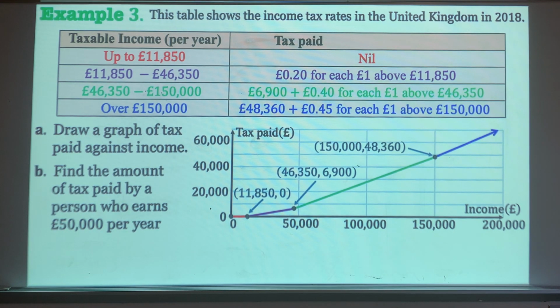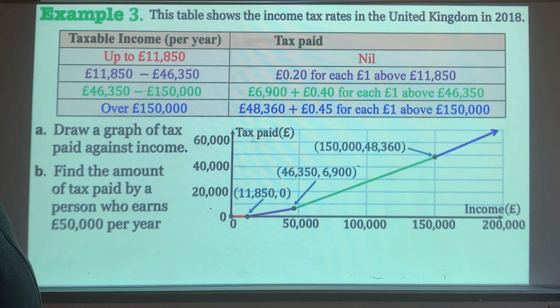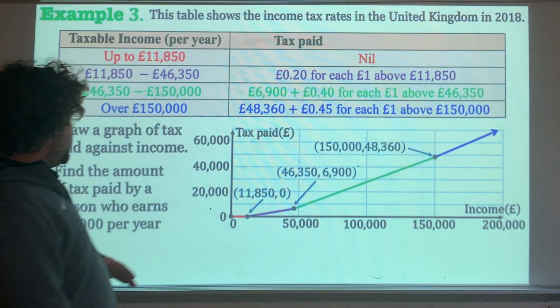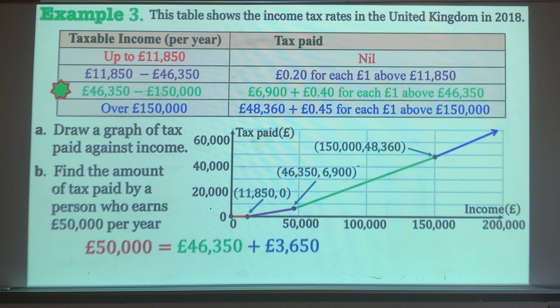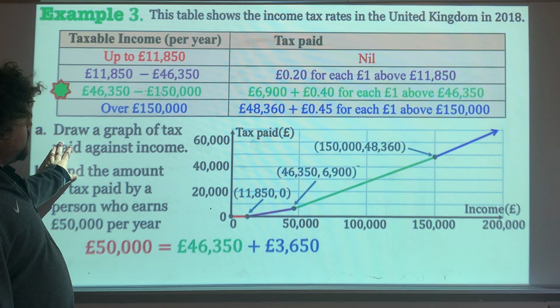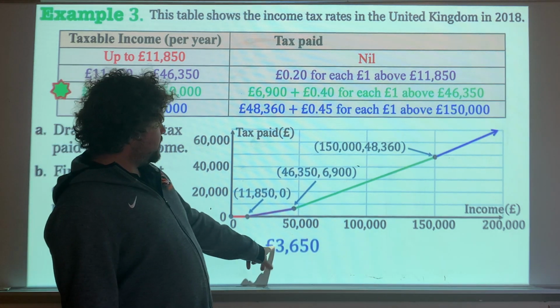Find the amount of tax paid by a person who earns 50,000 a year. All right, well, let's look at this. If you earn 50,000 a year, you're in this bracket. So you pay 6,900 pounds plus 40 pence for every amount over that. So you do 50,000 minus 46,350, what do you get?